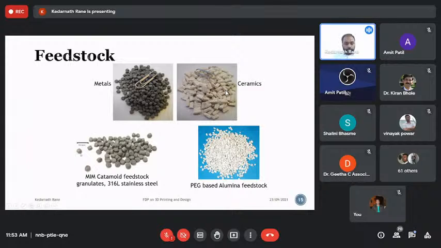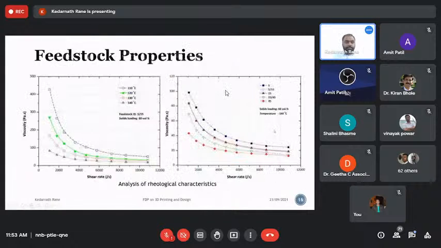When it comes to commercial binder systems, there is another one, Catamold. I'm not going into more detail of what the commercial systems are, but they have different shapes, like alumina, PEG based systems. You can see different shapes of feedstock granules. So you have a different variety of feedstock available commercially as well. You can buy it directly from the supplier and use it for injection molding or the EAM process.